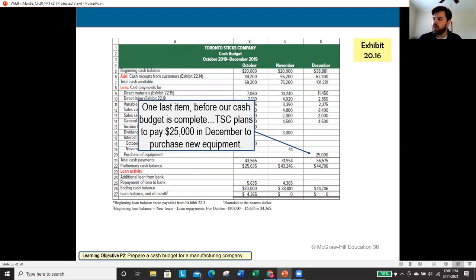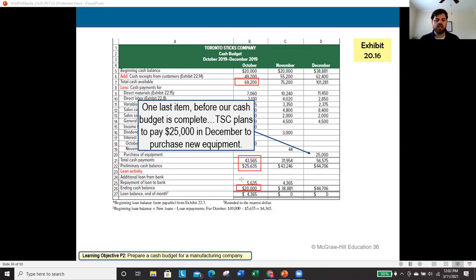So in this case, what we are going to see is that whenever I come down with my $69,200, I back out all of these expenses that we've talked about, all of these cash payments that we've looked at. This will give me my total cash payments of $43,565, allowing me to calculate my preliminary cash balance of $25,635. At this point, we ask the question, what is the minimum cash balance I have to have? And they told me my minimum cash balance was $20,000. So I've got extra.